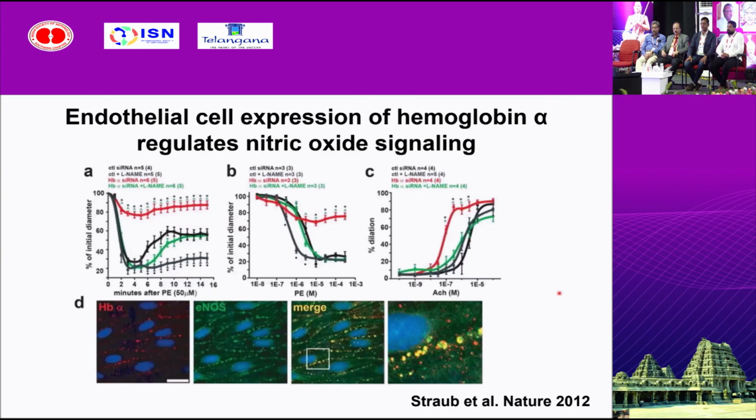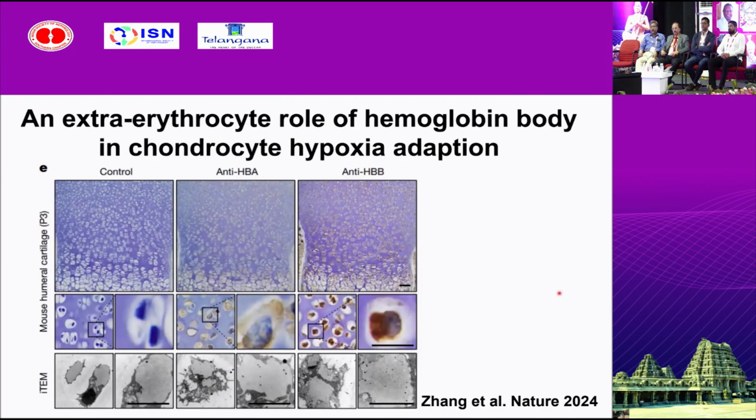Straub and colleagues published that endothelial cells also express hemoglobin alpha, and hemoglobin alpha in endothelial cells regulates nitric oxide signaling and vascular tone. This paper was published in Nature about 10 years ago. This paper was published this year. Zhang and colleagues showed that hemoglobin is expressed in chondrocytes, and hemoglobin in chondrocytes serves as a defensive mechanism against hypoxia.